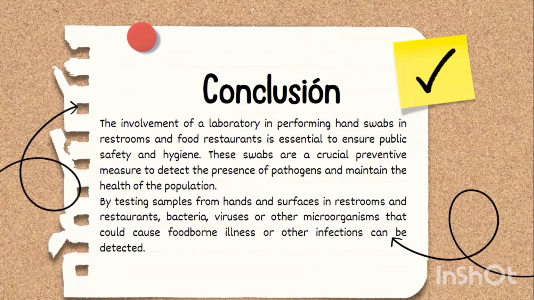Okay, and conclusions. The involvement of a laboratory in performing hand swabs in restaurants and food establishments is essential to ensure public safety and hygiene. These swabs are a crucial preventive measure to detect the presence of pathogens and maintain the health of the population. By testing samples from hands and surfaces in restaurants, bacteria, viruses, or other microbiological agents that could cause foodborne illness or other infections can be detected. Okay, annexes.